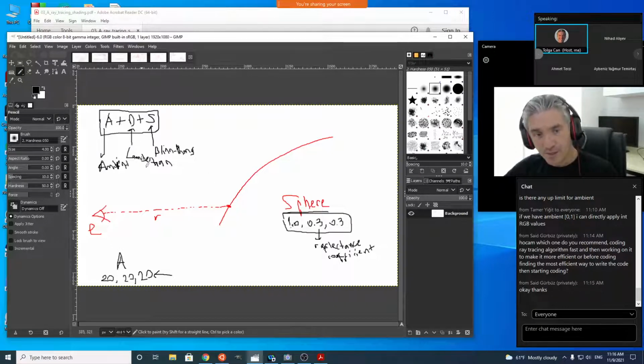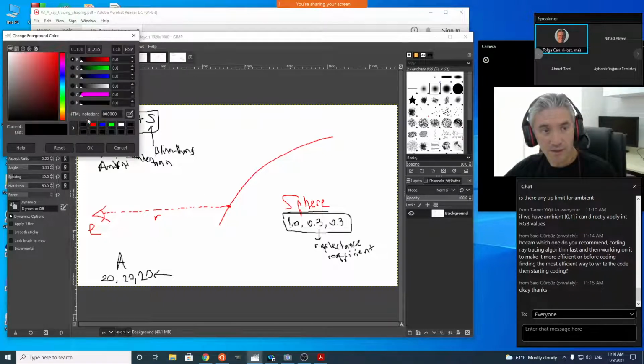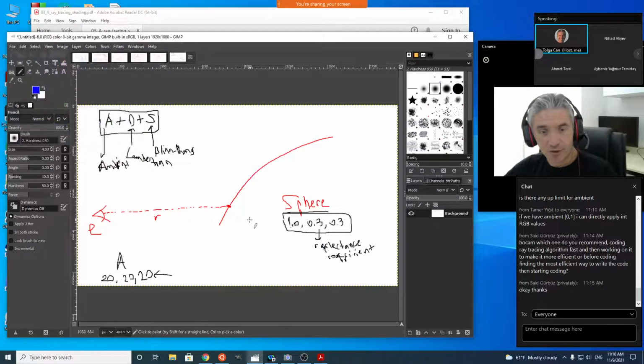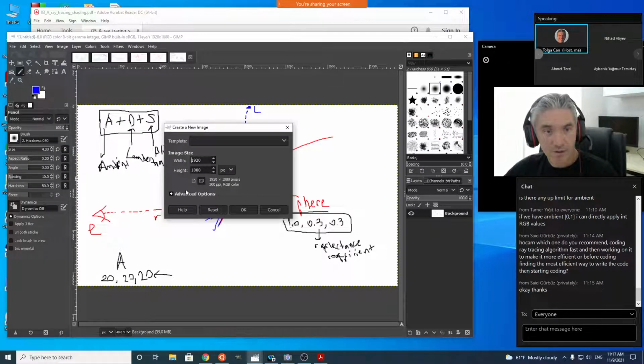The diffuse component tries to model light rays, assuming this point on the sphere diffuses the incoming light rays. For example, if there is a light source here, the light rays that reach this point are diffused, reflected in every possible direction. So this is what the diffuse component tries to model. But it also tries to model this.